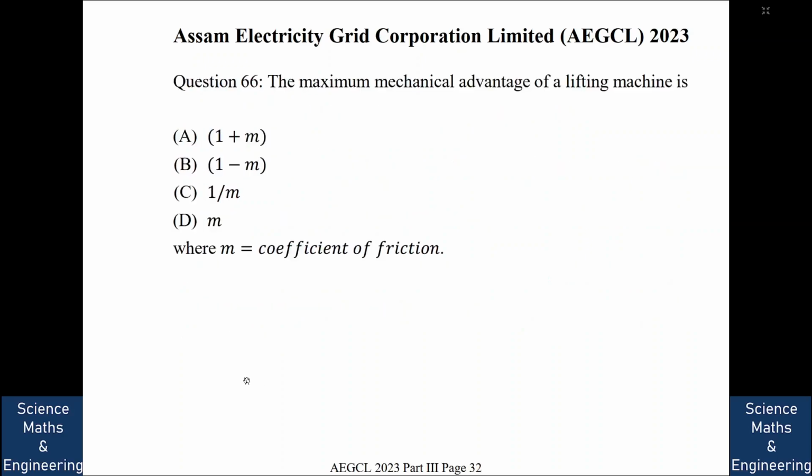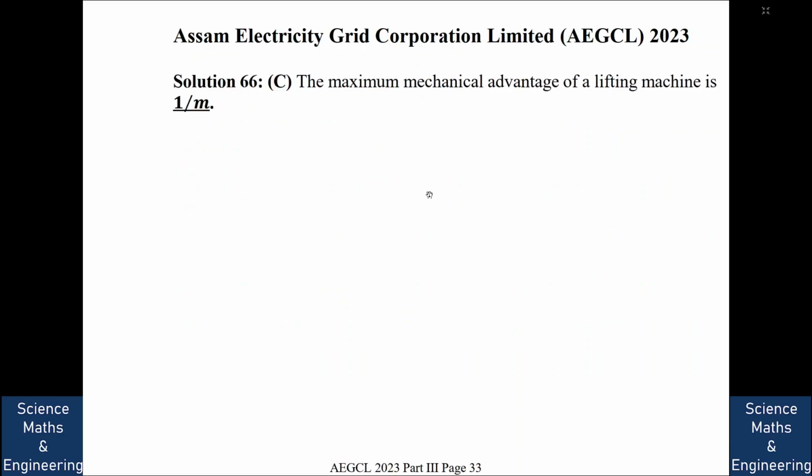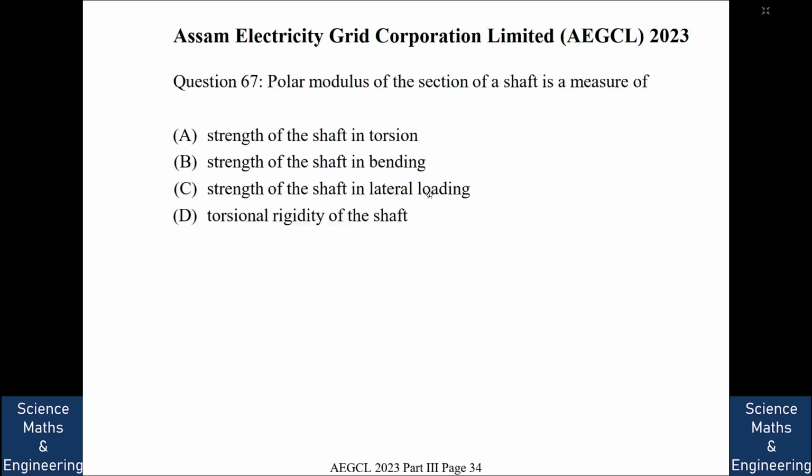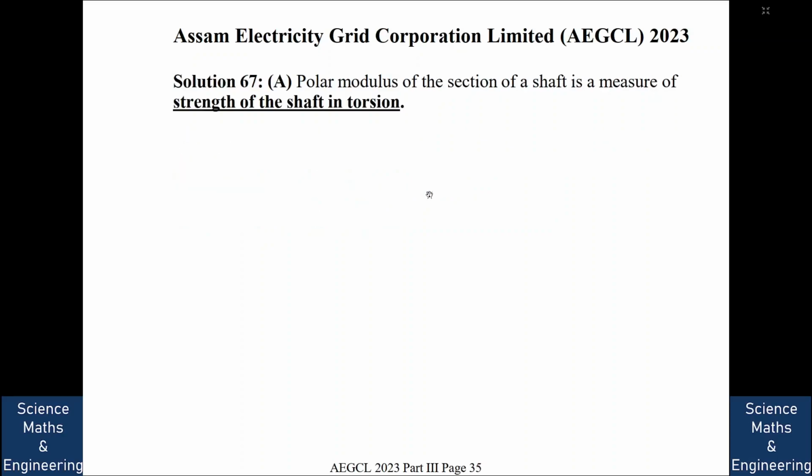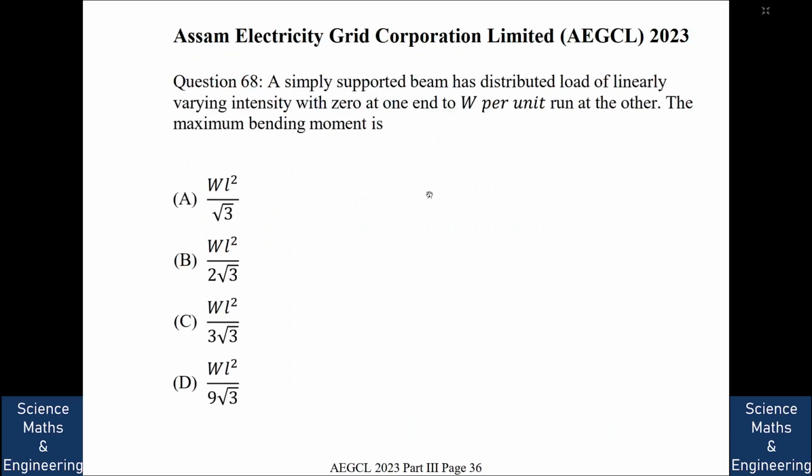So go to the next question. The maximum mechanical advantage of a lifting machine is, so it is 1 by M. Okay. So go to the next question. Polar modulus of the section of a shaft is a measure of, so it is a measure of its strength in torsion. Okay. So next question.